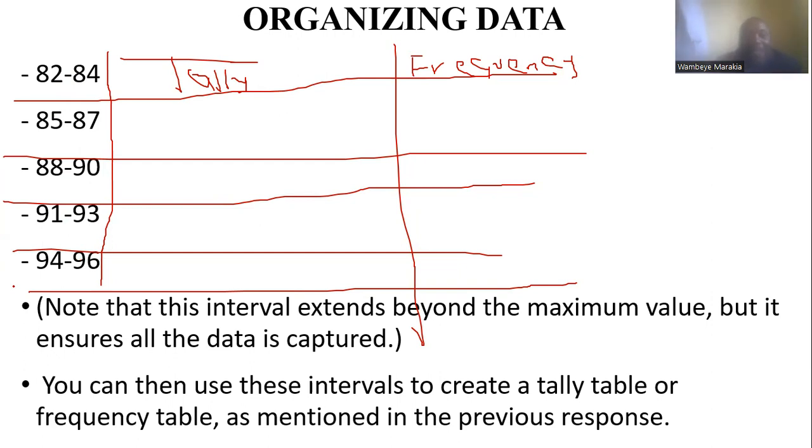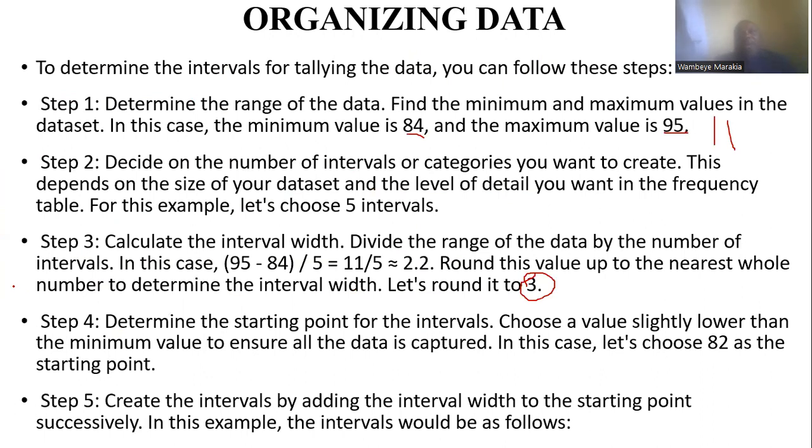Let me go over again to see that we are able to grasp what we are talking about. To determine the intervals for tallying the data, you can follow the following steps. 1, determine the range of the data. Find the maximum and minimum. In our case, our minimum was 84 and our maximum was 95. The range is the difference between the highest value and the lowest value in your data set, and this gives us 11.